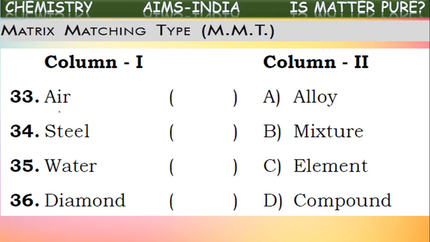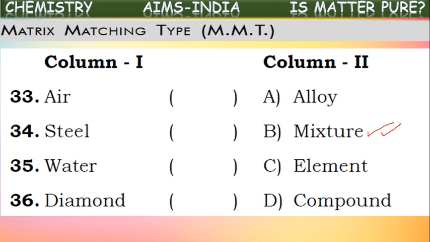See here, air. What kind of substance is air? Is it an alloy, a mixture, an element or a compound? Air is a mixture because it contains several gases in it, like oxygen, nitrogen, carbon dioxide, water vapor. So it is a mixture of all these gases. So it is a mixture. What about steel? Steel will also come under a mixture because in it two or more metals are mixed. For example, stainless steel, brass, bronze, these are all alloys.